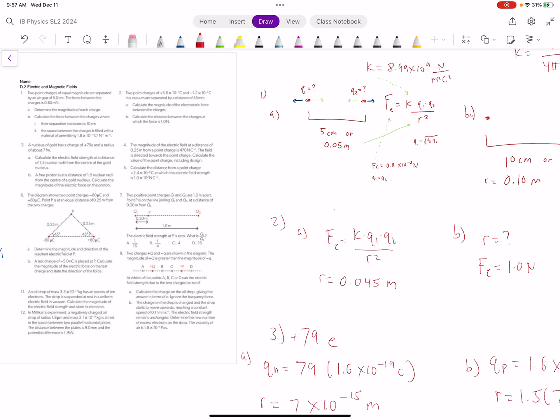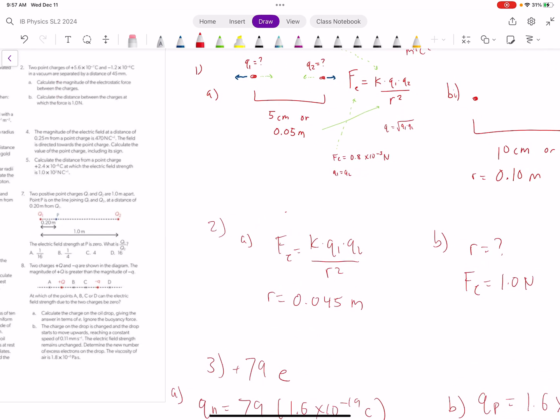Question 2, we have two charges. This is pretty straightforward. You're given the two charges, 5.6 times 10 to the negative 7, and negative 1.2 times 10 to the negative 6. I see the opposite charges, so they attract. And we get a distance that we have to convert. 45 millimeters is 0.045 meters. Calculate the force. Just plug everything in.